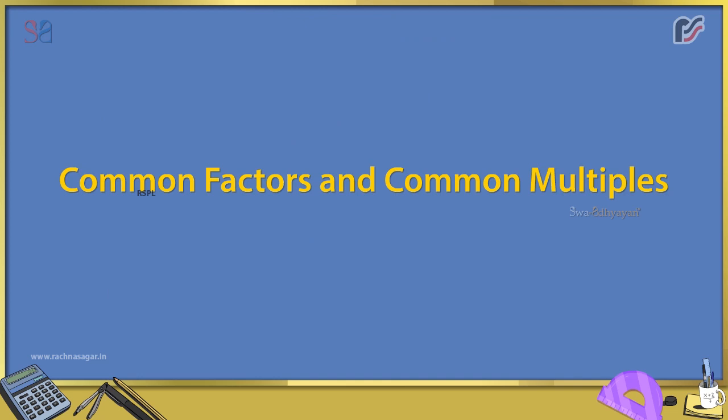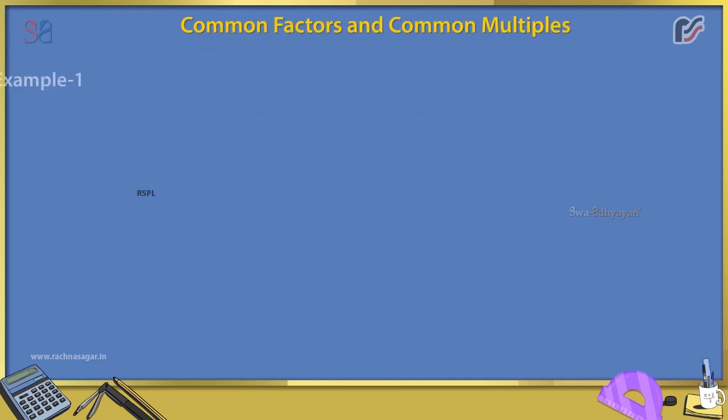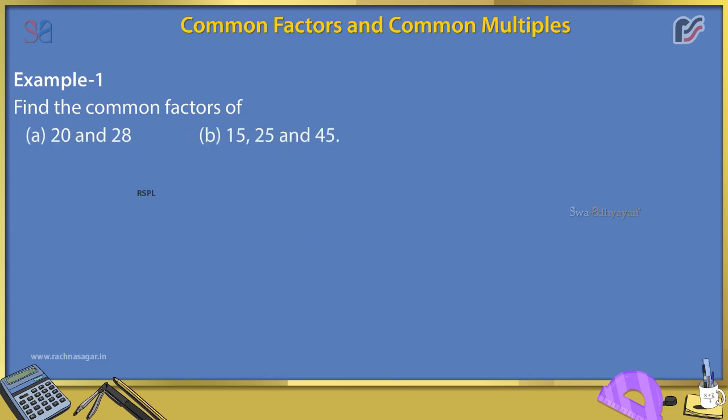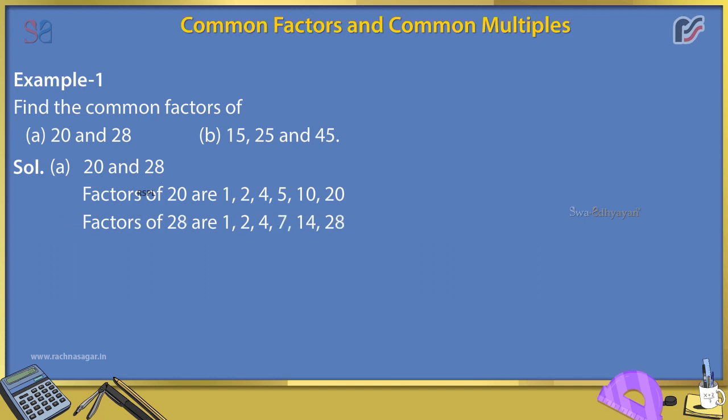Common factors and common multiples. Example 1. Find the common factors of A. 20 and 28. B. 15, 25 and 45. Solution A. 20 and 28. Factors of 20 are 1, 2, 4, 5, 10, 20. Factors of 28 are 1, 2, 4, 7, 14, 28. Common factors of 20 and 28 are 1, 2, and 4.